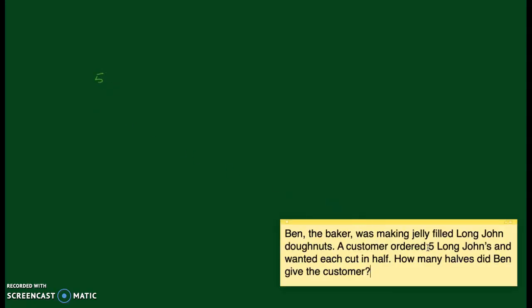So our number model for this problem is going to be the 5 Long Johns, and since they're going to be cut in half, we're going to divide that by half, and I'm going to make that equal D for donuts. And an opposite way to write this would be starting with our D for donuts, multiplying that by half, and then that will equal our 5 donuts.